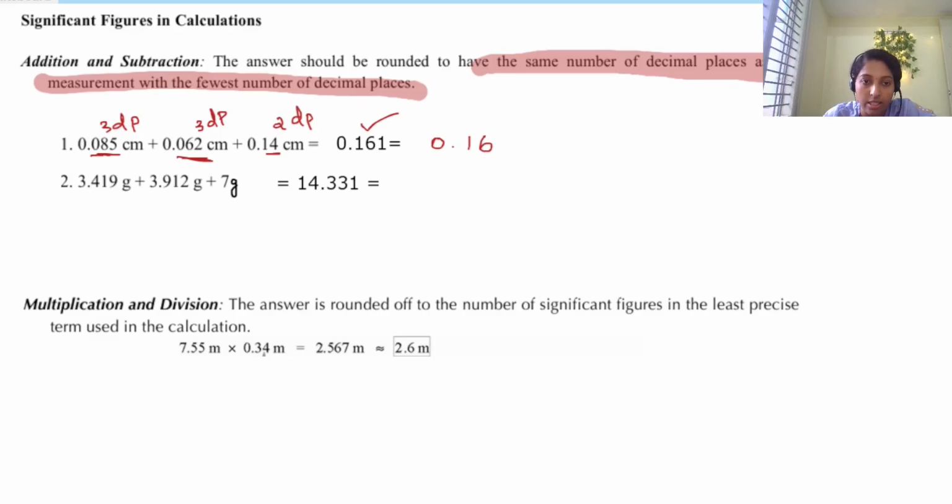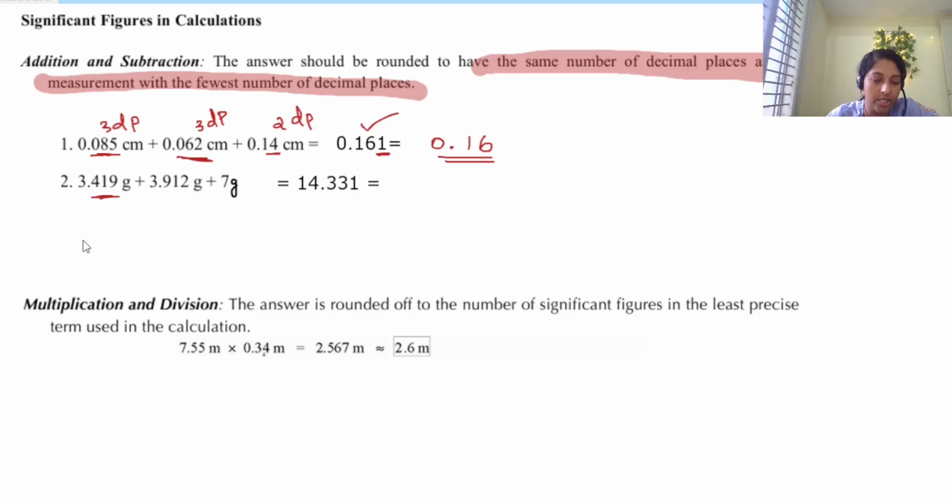0.16. Since this number is less than 1, you can just write 0.16. You can drop that number, right? So 0.16, this should be the form of the answer to be represented. Okay, and see the next one.